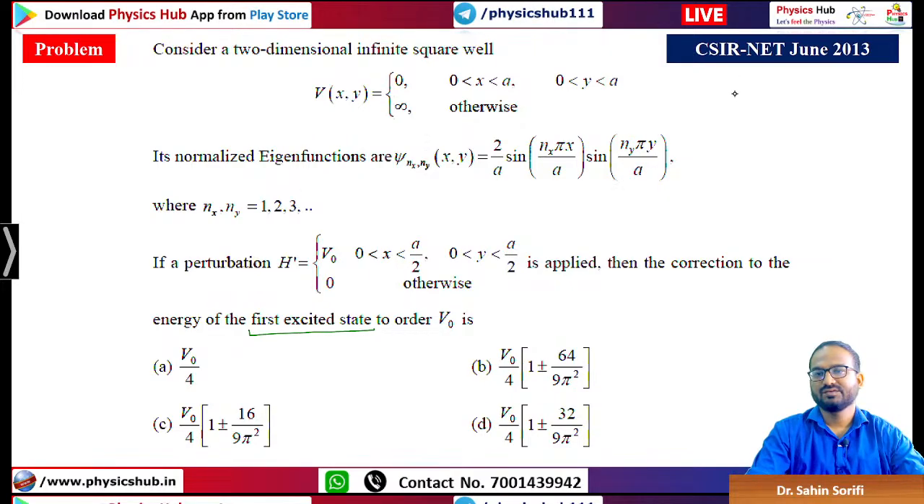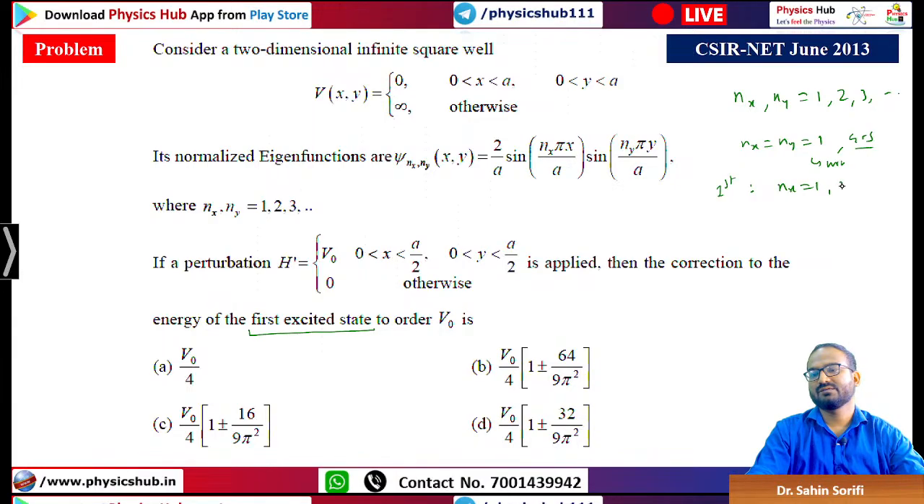You know, n_x, n_y are 1, 2, 3. So the ground state is n_x equals n_y equals 1. This is the ground state, so this is non-degenerate, right? But if you talk about the first excited state, then n_x equals 1, n_y equals 2, or n_x equals 2, n_y equals 1. So this is doubly degenerate, right?